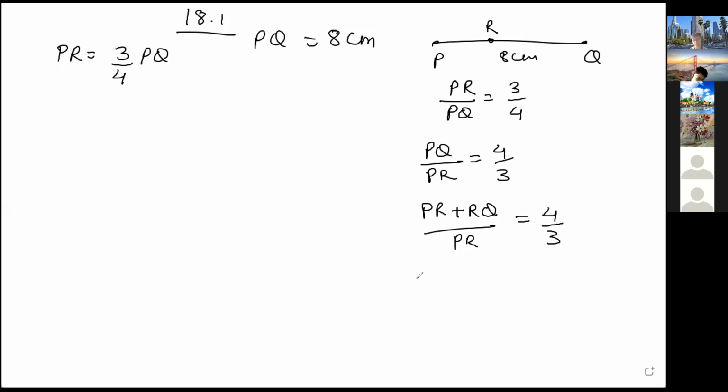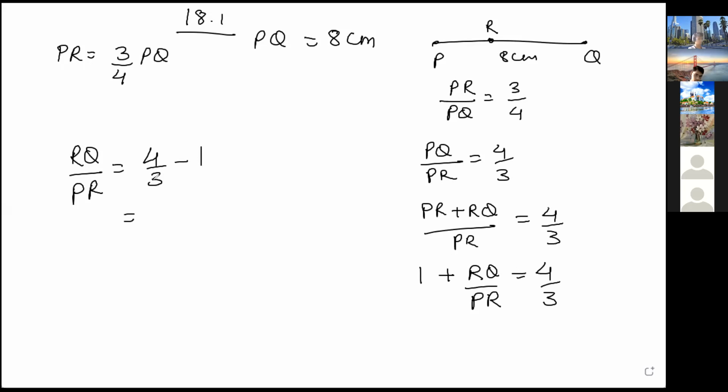So how much are we getting? 1 plus RQ by PR is equal to 4/3. So RQ by PR is equal to 4/3 minus 1, which is 1/3. Okay. So RQ by PR is equal to 1/3, but I want PR by RQ. So let us do the reciprocal. So PR by RQ, reciprocal on both sides, is 3/1. So actually I have to draw the line in the ratio 3:1. That is why I have to change it into this form.